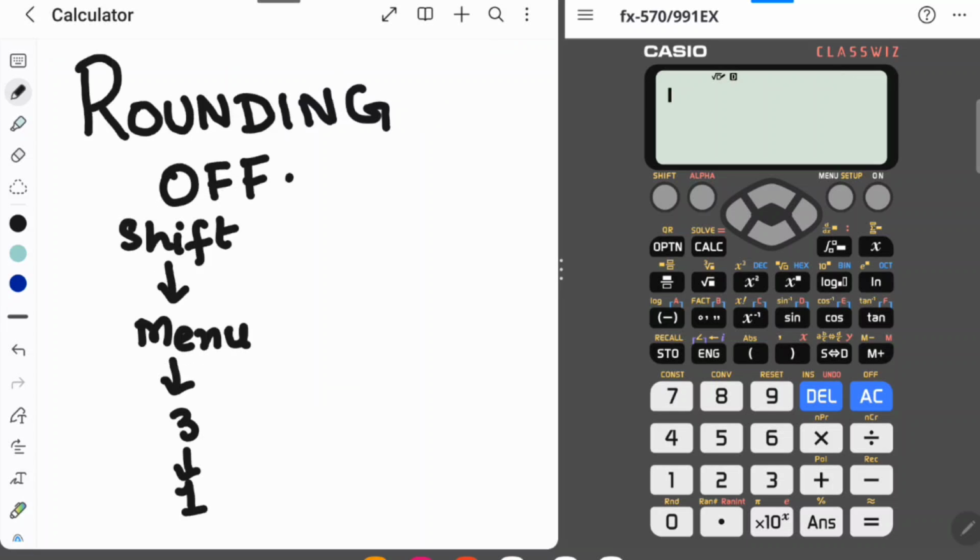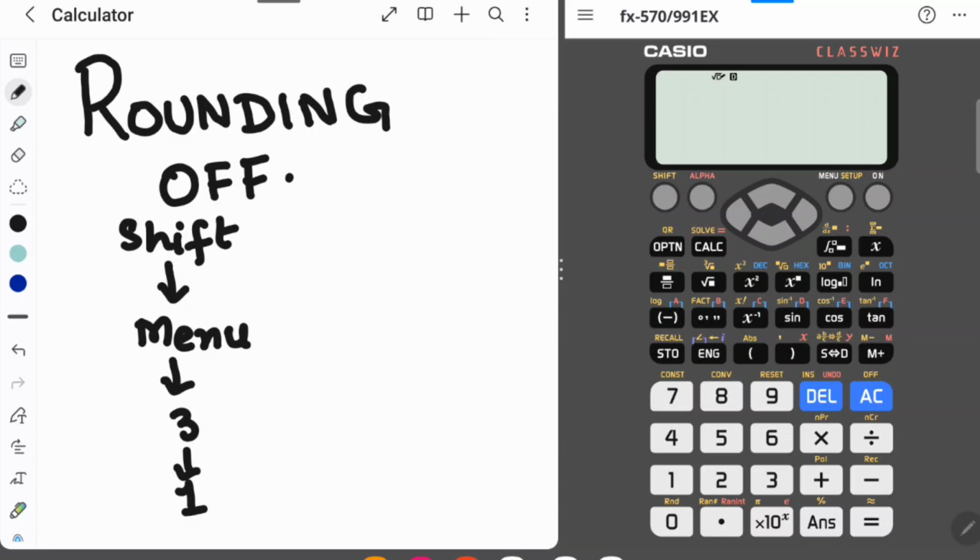All right, so the next thing is rounding off. For example, you get a question which says round off your answer to 4 decimal places, or to 1 decimal place, and you just want to check your answer. You must know how to round off. So what do you do?